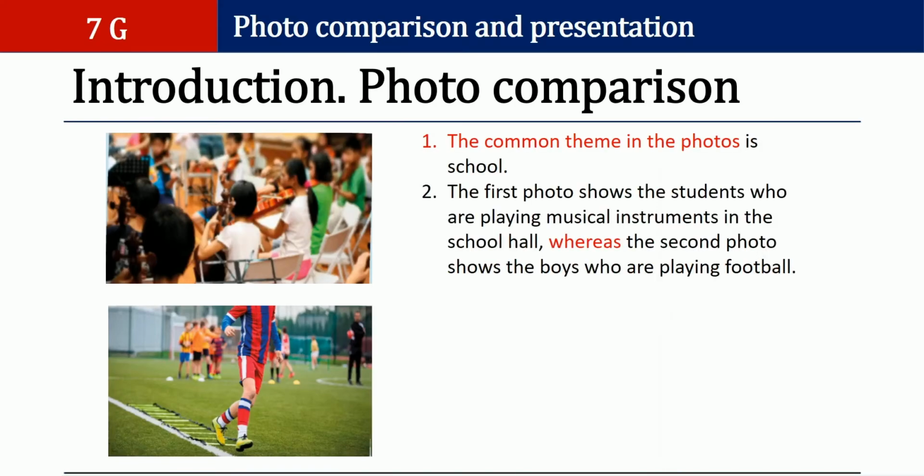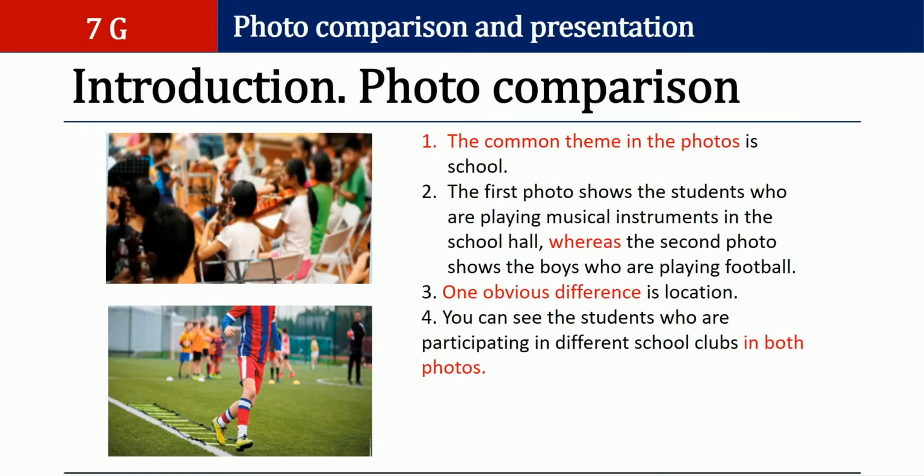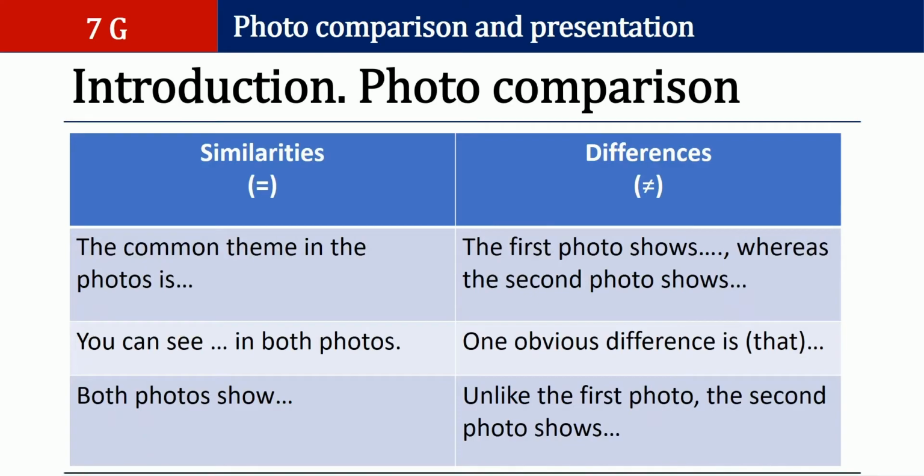You can see 4 sentences describing these two photos. Choose which of them are about similarities and which of them are about differences. The correct answers are: sentences number 1 and 4 are used to describe similarities. Sentences number 2 and 3 are about differences. Now you know the phrases which are used to show what pictures have in common, similarities, and which of them are necessary to describe the differences.